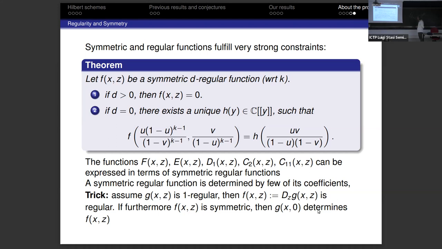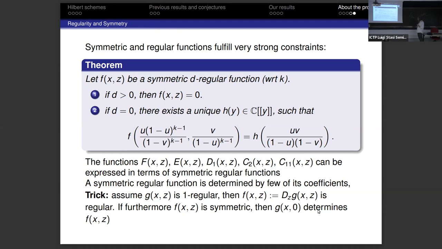And now these functions we were looking for, f, e, whatever, which are restricted with 1, 1, 1, can be expressed in terms of symmetric regular functions by what we know about this h minus one. And in addition, as they are so restricted, these symmetric regular functions will be determined by a small part of their coefficients. So in order to determine which ones they are, you only have to be able to assess what these coefficients are. In particular, one check is that if I have a function which is one regular, then if I take the derivative by z, it will be zero regular.